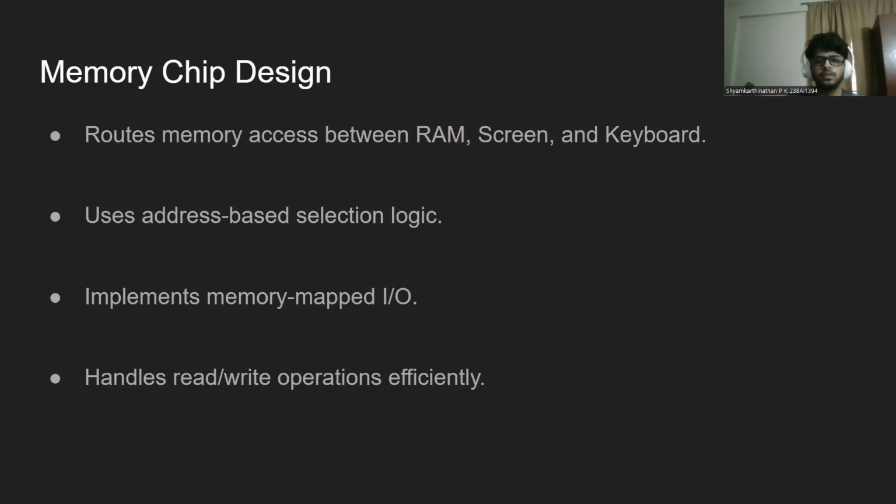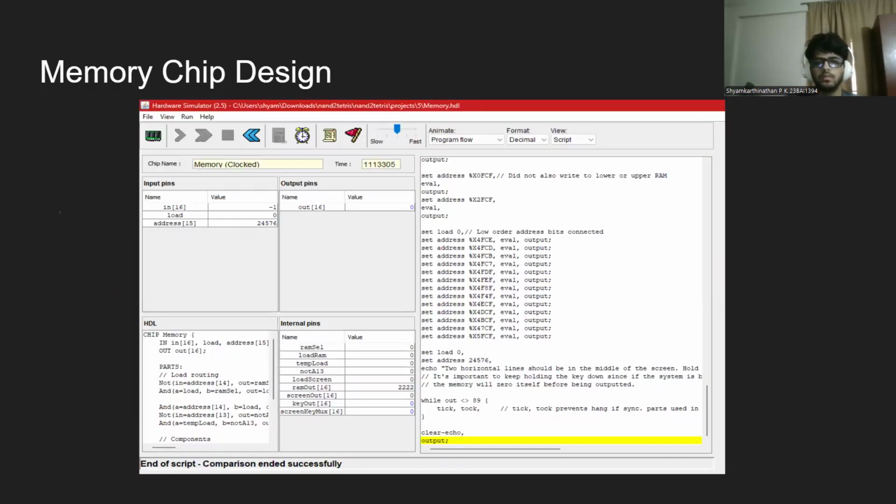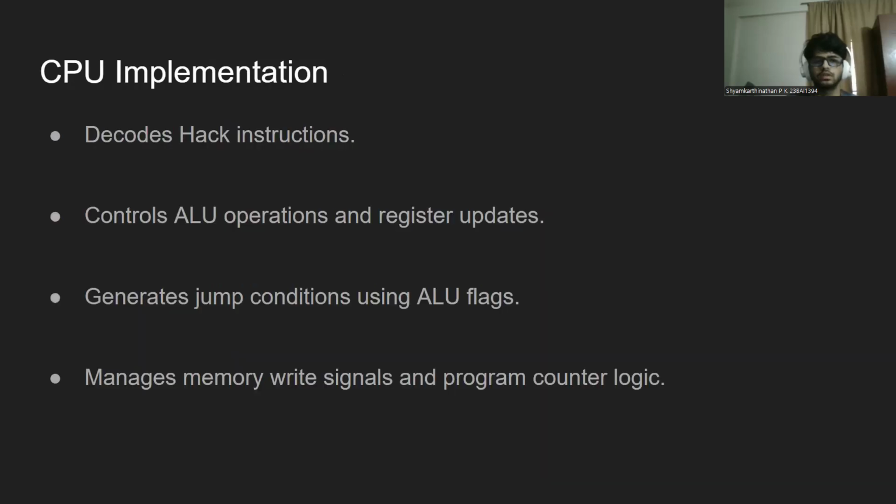The Memory chip is responsible for routing memory access between RAM, screen, and keyboard. Based on the provided address, the chip determines which hardware memory component should be accessed. This also enables memory-mapped input and output, where devices like the keyboard and the screen are treated as memory locations.